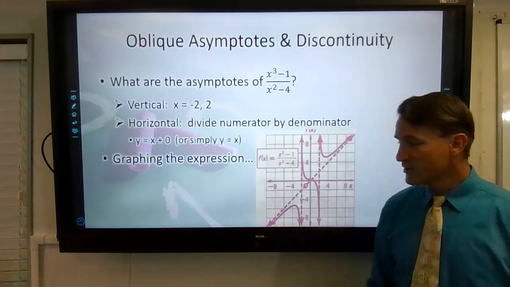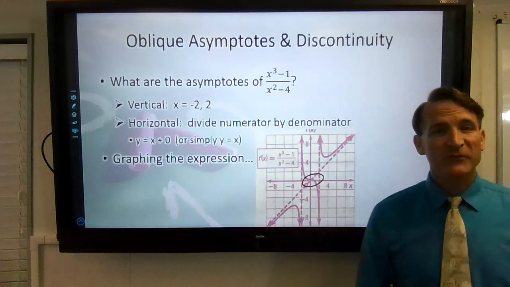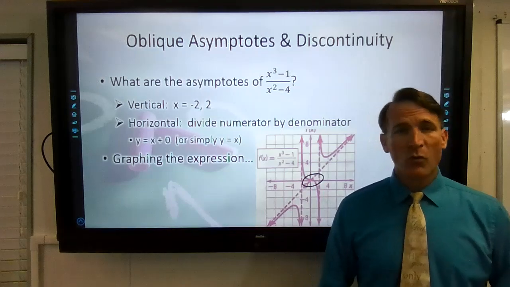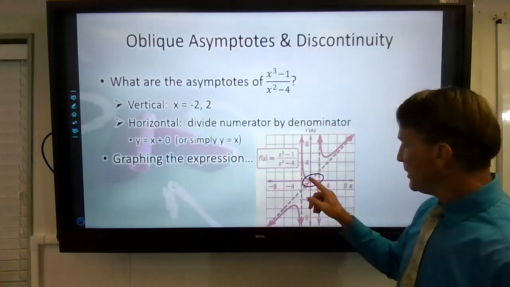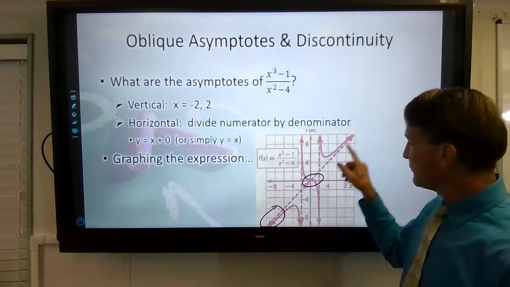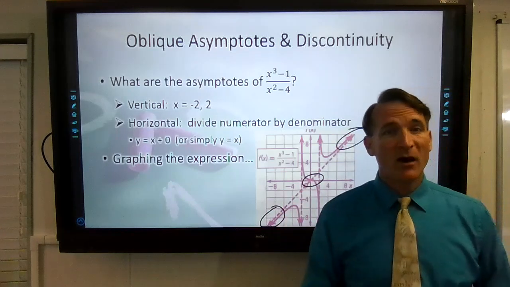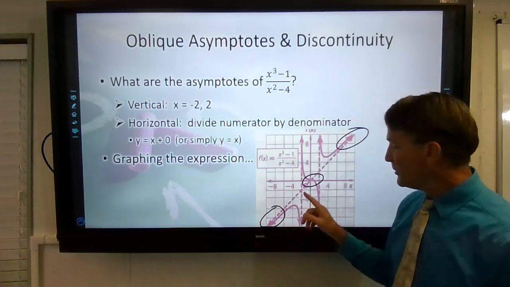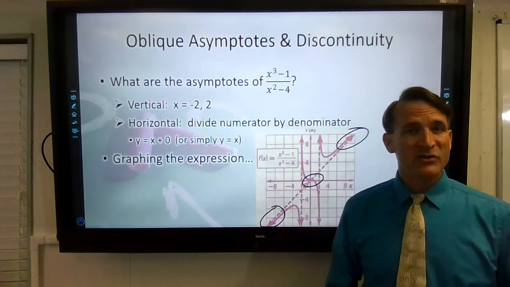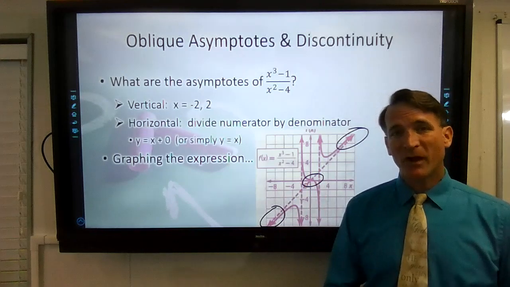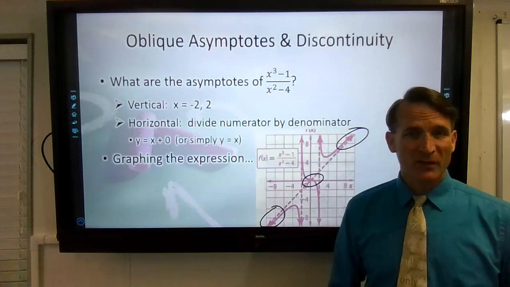Now you will notice that my graph does cross over one of my asymptotes. It is important to note that when we're talking about oblique asymptotes, it is dealing with just the end behavior of our graph. So the end behaviors would be as we go toward negative infinity and as we go toward positive infinity on my x. It is not going to impact the middle behavior of my graphs. So I can actually have part of my graph cross over an asymptote.